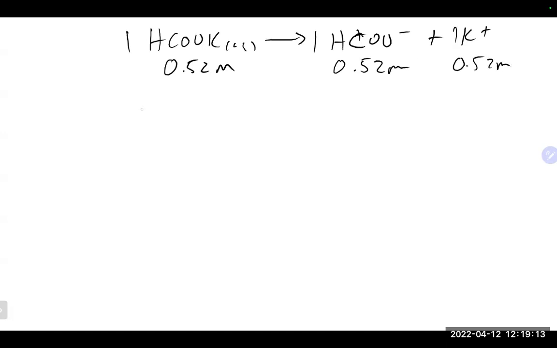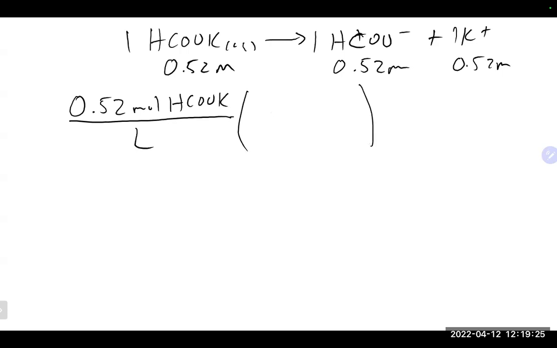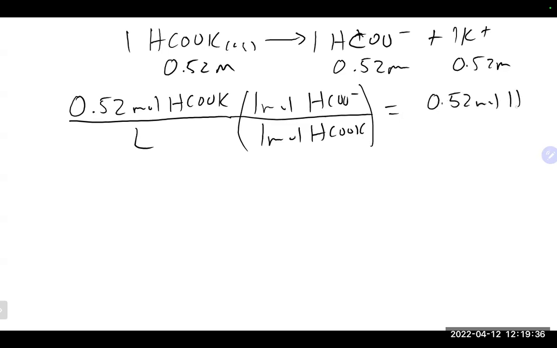And that's really because if you do sort of the long calculation of it, that's moles of HCOOK over liters, and it is 1 mole of the whole thing to 1 mole of the HCOO minus, and that ends up with 0.52 moles of HCOO minus per liter. That's why we say multiply by 1. It's basically a 1-to-1 relationship. Obviously, if it was a 1-to-2, you would multiply by 2 and so forth.